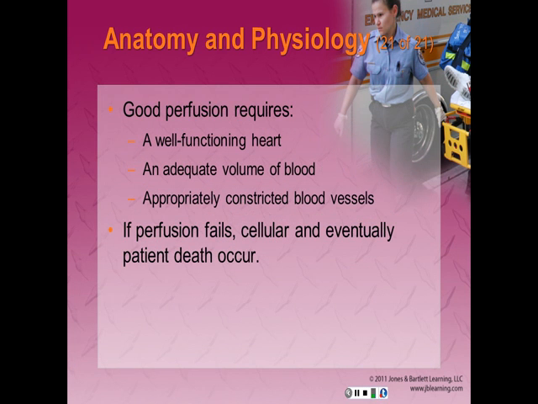Good perfusion requires the following things. Number 1, the heart must be well functioning. The pump has to work. This allows an appropriate heart rate to allow proper volume of blood circulating. You have to have an adequate volume of blood. If you have reduced volume, for example, through hemorrhage, this limits the amount of tissue that can be perfused. You also must have blood vessels that are appropriately constricted to match the volume of blood available. If the blood vessels dilate, then that actually means reduced perfusion. If perfusion fails, cellular death occurs, and eventually your patient will die.